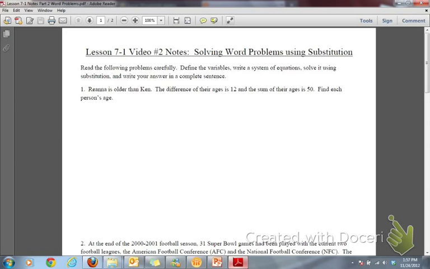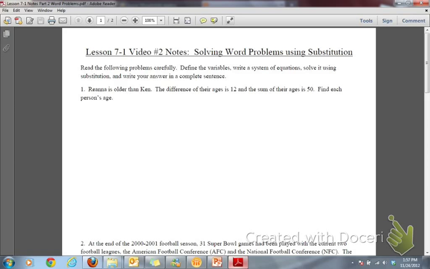So these directions should look pretty similar or pretty familiar to you. I used almost the exact same directions when we graphed. We're just not graphing, we are using a different method. It says read the following problems carefully, define the variables, write a system of equations, solve it using substitution, and then write your answer in a complete sentence. So here we go with problem number 1.